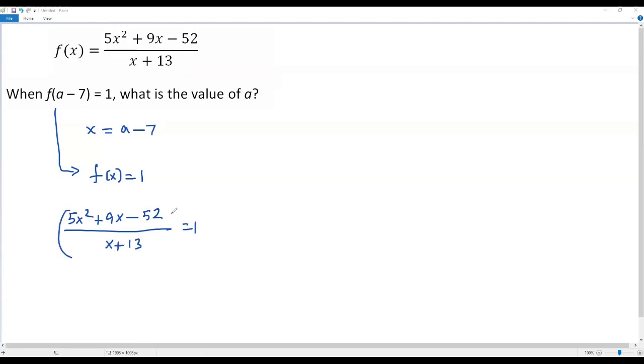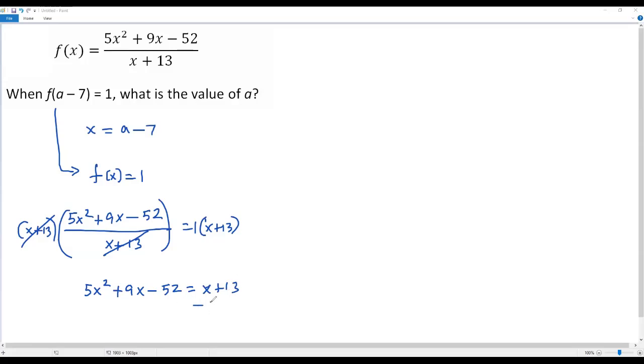Let me multiply both sides of this equation by x plus 13 to get rid of the denominator. The x plus 13 will cancel on the left. Then I'm getting 5x squared plus 9x minus 52 equals, multiplying x plus 13 by 1, the same thing, x plus 13.